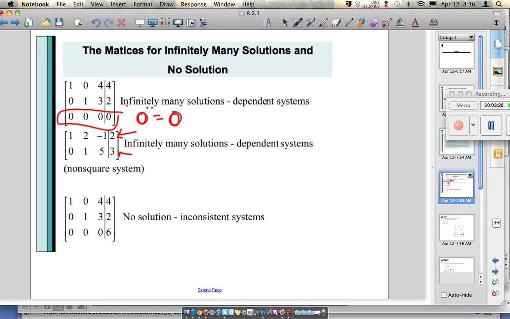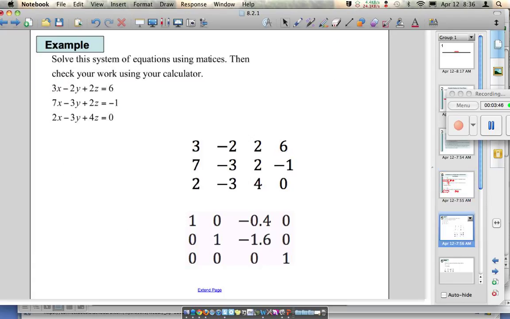And then there's the no solution. This is the case where you'll get a contradiction in the bottom line. 0 never equals 6, so therefore there is never a single solution set that we can describe. There might be solutions between a pair of the different planes, but never between all three of the planes that we're talking about. So let's see this in action.